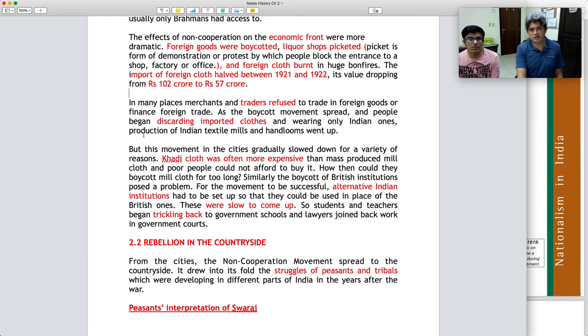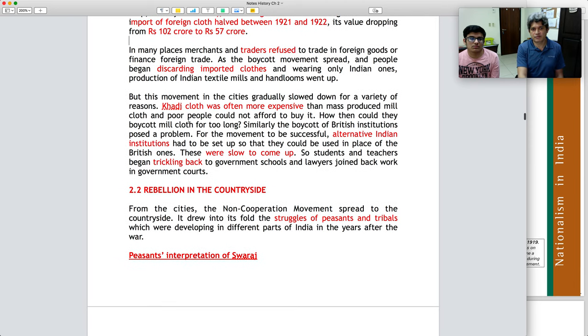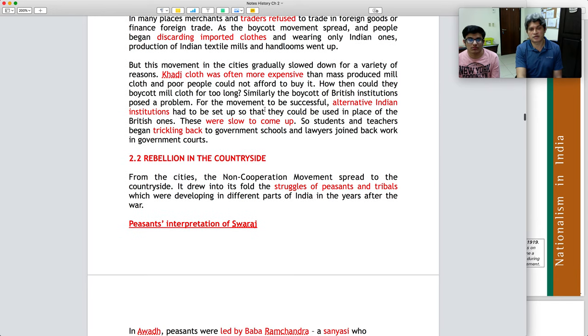As the boycott movement spread, people began discarding imported cloth. But khadi was very expensive because it was not mass produced. The foreign goods were mass produced in Britain, so poor people could not afford khadi. They could not boycott the mill cloth from the factories in India for too long. Similarly, the boycott of British institutions was also not very successful.